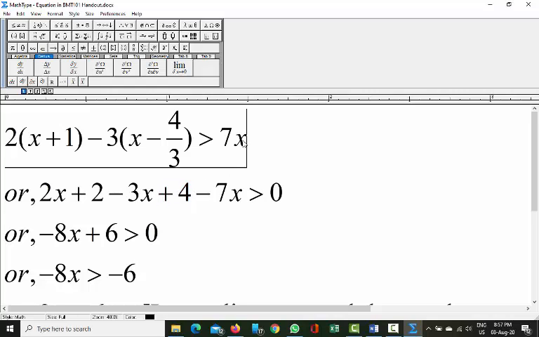And if you bring this one to the left hand side, here it is plus, we will get minus 7x there, right? So if you simplify, what will we get? 2x, here we have minus 3x, and here we have minus 7x. So total minus 10x. So 2x minus 10x, we will get minus 8x. And then 2 plus 4, we will get 6. Right.